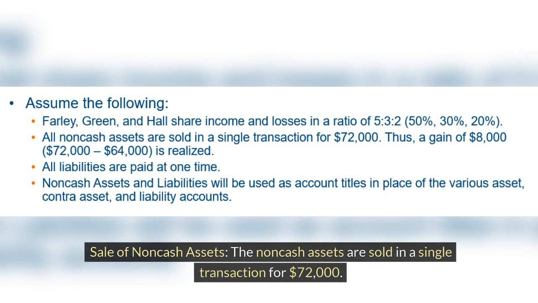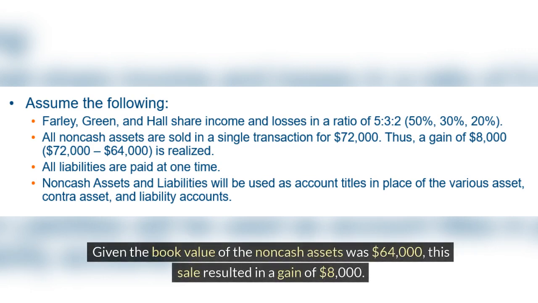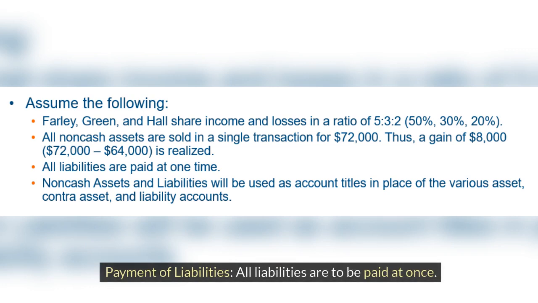Sale of non-cash assets. The non-cash assets are sold in a single transaction for $72,000. Given the book value of the non-cash assets was $64,000, this sale resulted in a gain of $8,000. Payment of liabilities. All liabilities are to be paid at once.